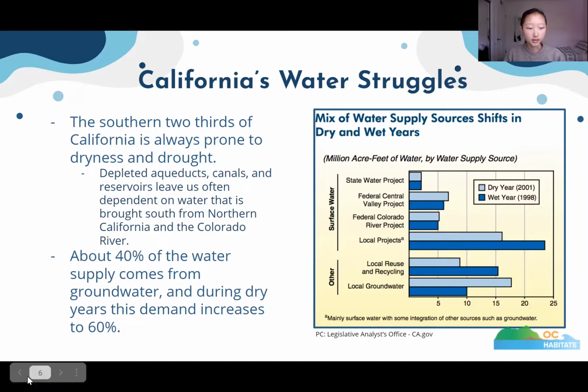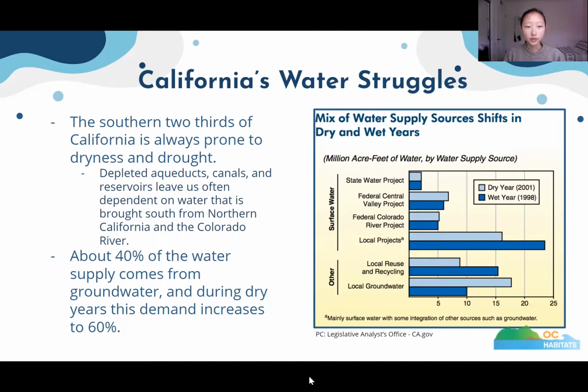This is because during the summers, there is naturally little to no precipitation. And when there is little rain or snow collecting, it becomes harder to reach the demands by surface water. So we can only turn to groundwater.